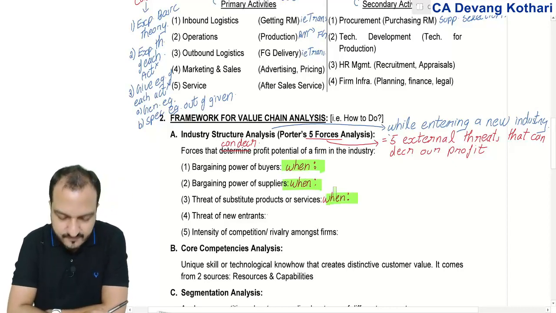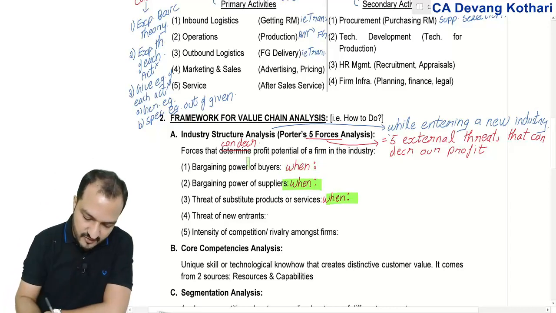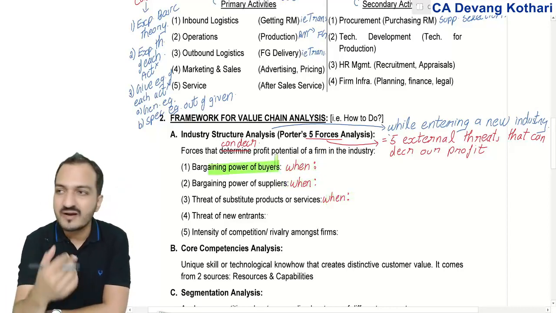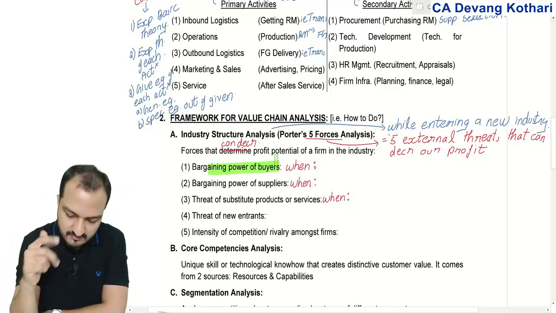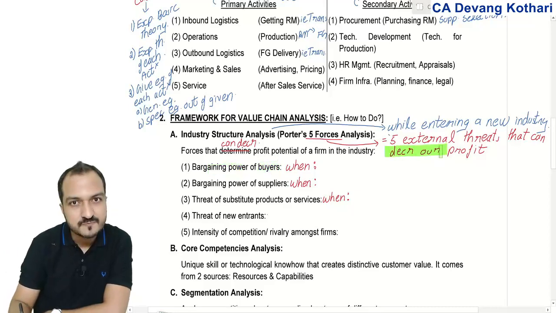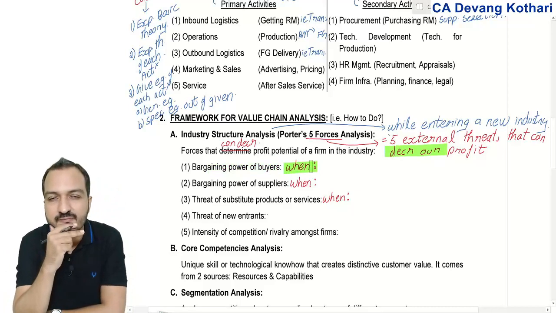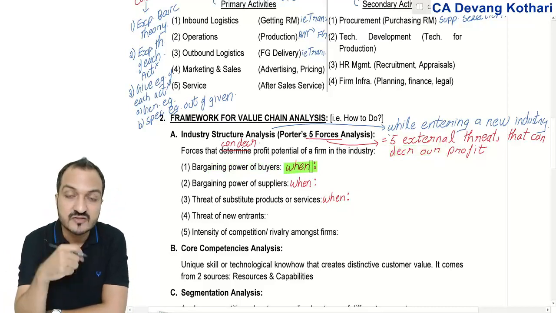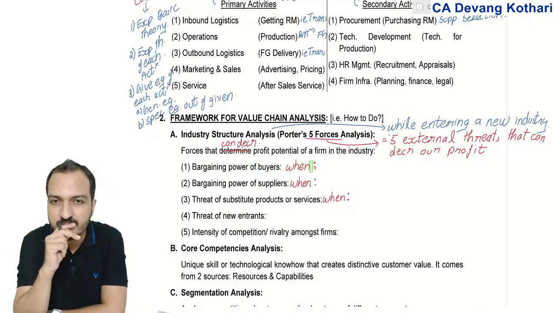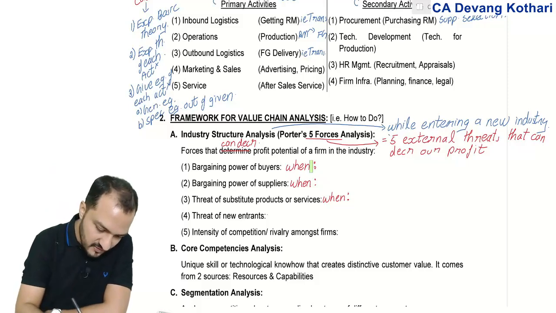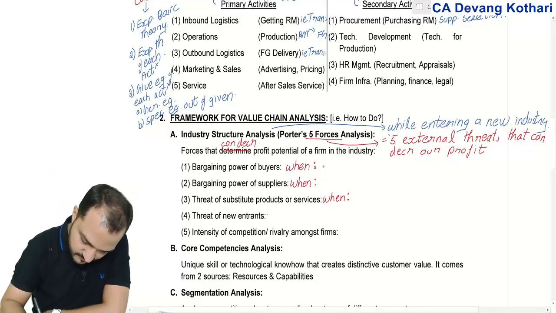So imagine you understand that if my buyer has more bargaining power, then my profit potential will decrease. But when does my buyer have more bargaining power? In which situation will the buyer have more bargaining power? The buyer will have more bargaining power if there are less number of buyers.